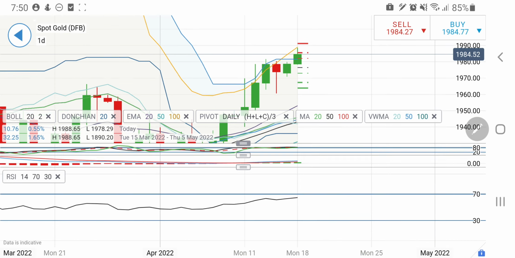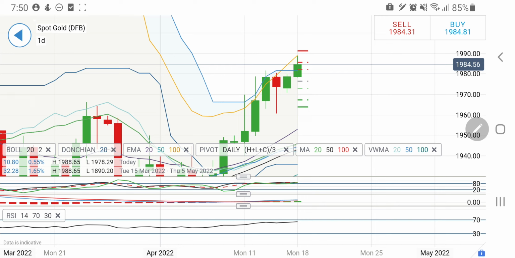RSI trying to enter into overbought zone. So to summarize as well, only one level I'll give you. Till the time it remains above 1978 levels, one can remain long on gold today. One can expect 1991, 1998 and 2000 levels. My expectation probably. But on the other side, remember it is overbought and hence we have to trade with caution.